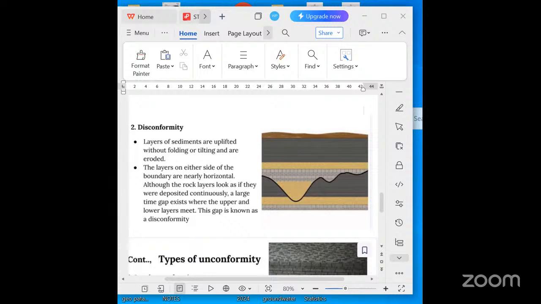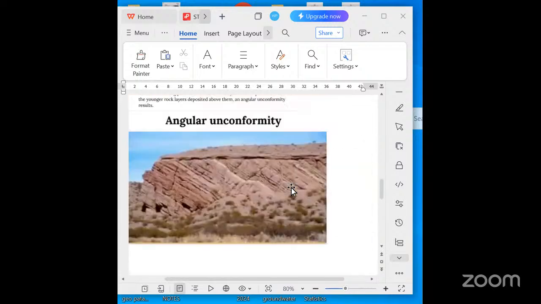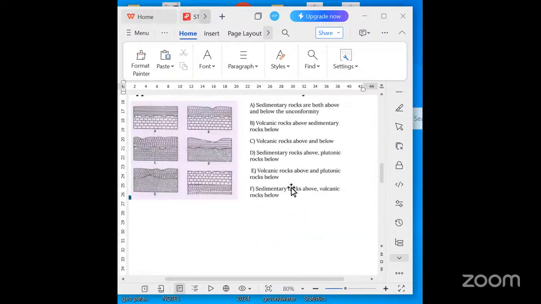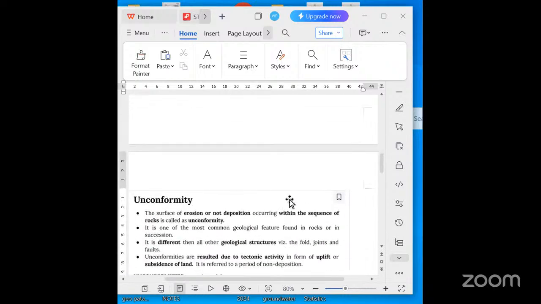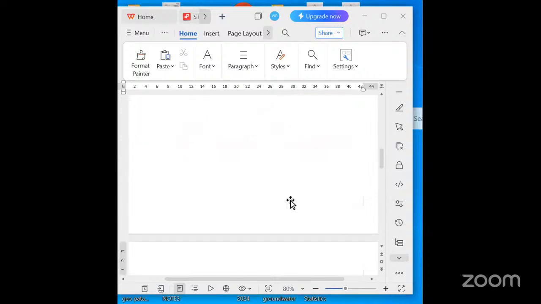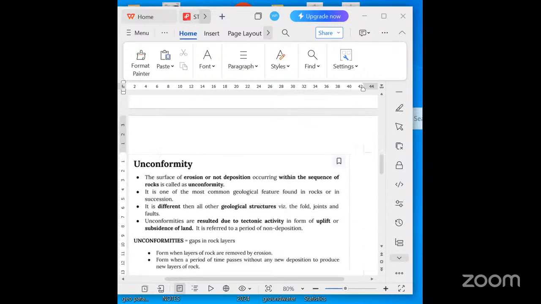So this is today's lecture. Unconformities are very, very important things. Now in the next class, I will tell you about geosynclines, what they are and their types.